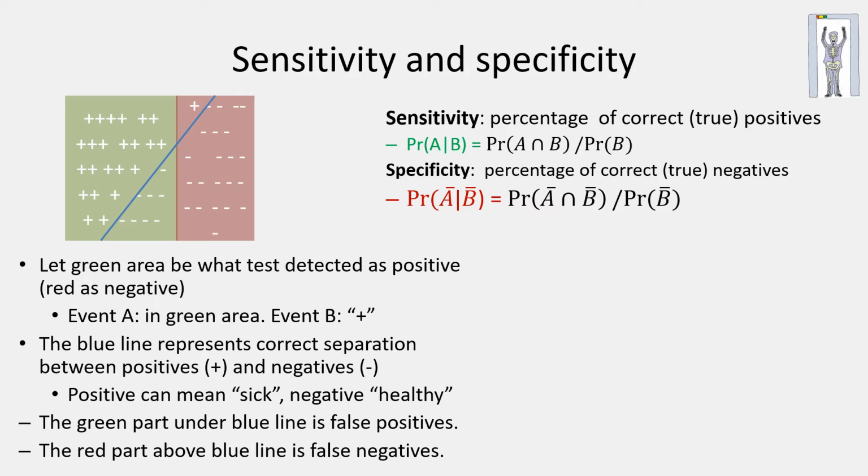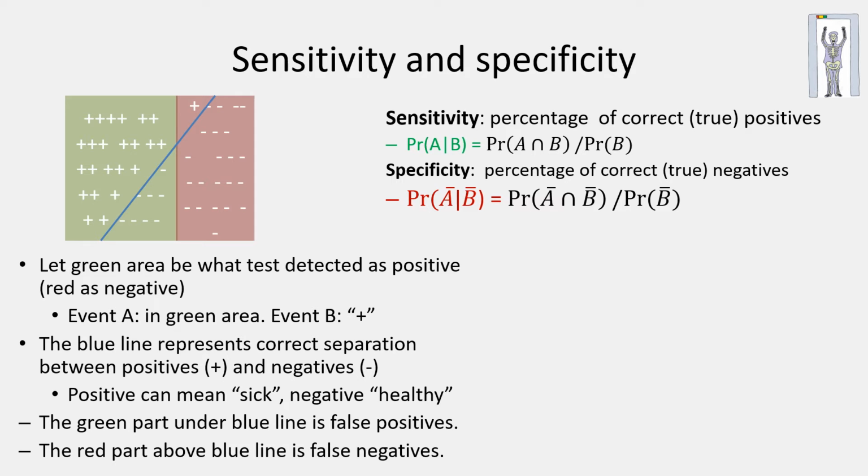If you're lucky, you could get both good sensitivity and good specificity. So let's look at another example, because this is a little bit of a tangled concept. So again, sensitivity is the percentage of correct positives out of all positives. Specificity is the percentage of correct negatives out of all negatives. So suppose there are positives and negatives, and I plot them like this. So everything above the blue line is positive and everything below the blue line is negative.